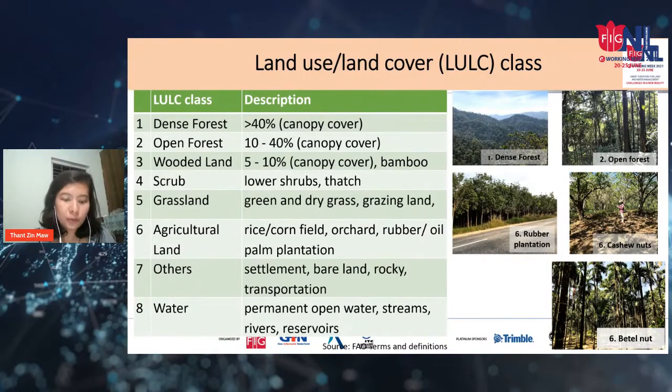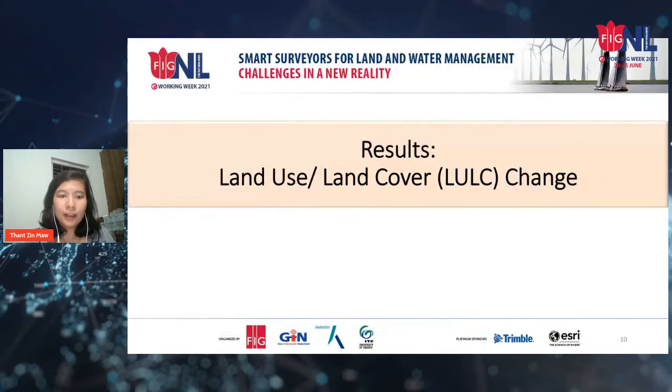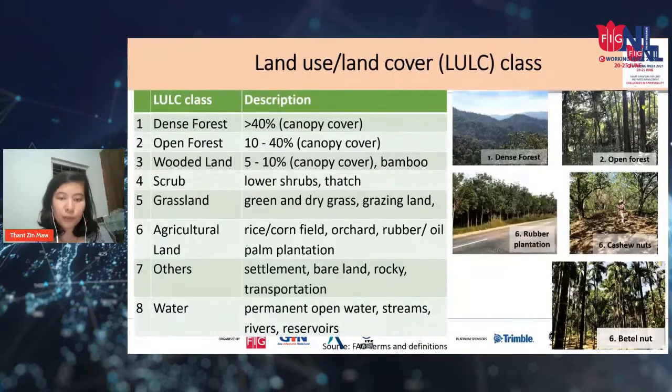With the aim of this research, 8 categories of land use and cover were clarified, following FAO definitions. You can see in the table dense forest. From now, let me display the results portion.